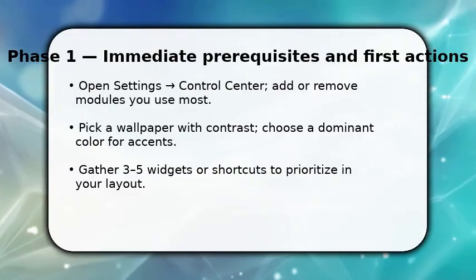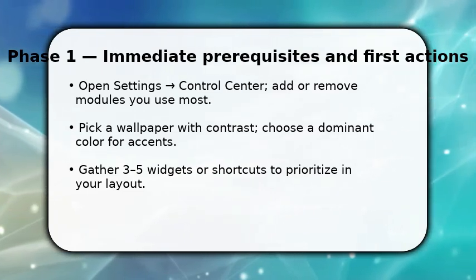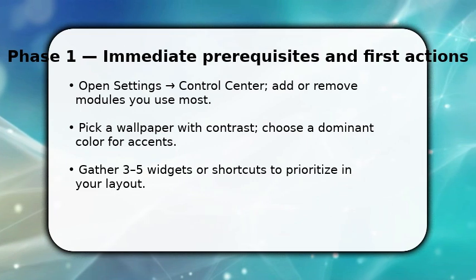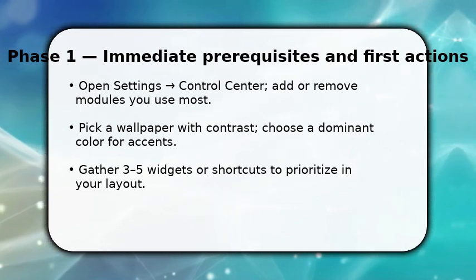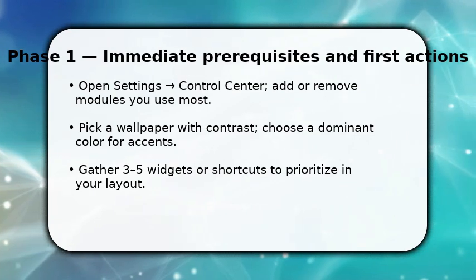You start by getting essentials in place. Open settings and go straight to Control Center, then add the modules you actually use. Once done, pick a wallpaper that gives contrast so toggles read clearly. This determines perceived color balance.